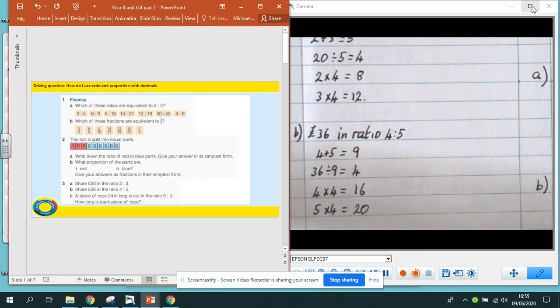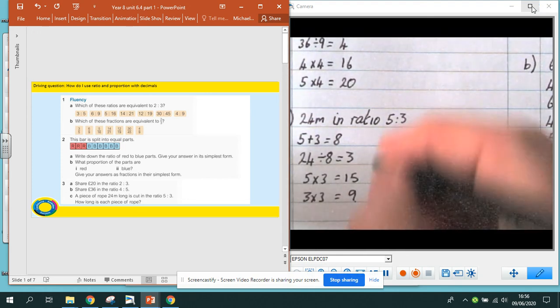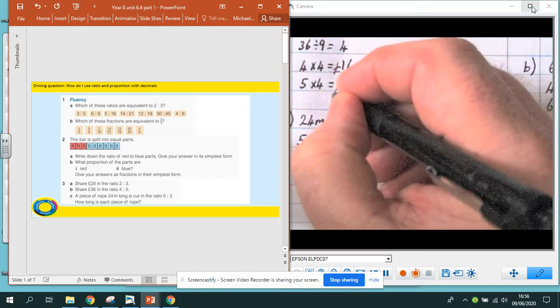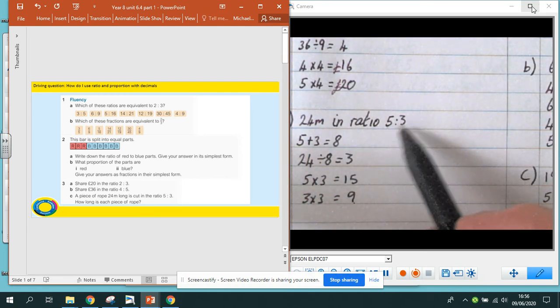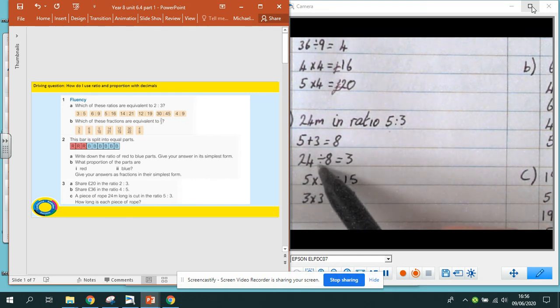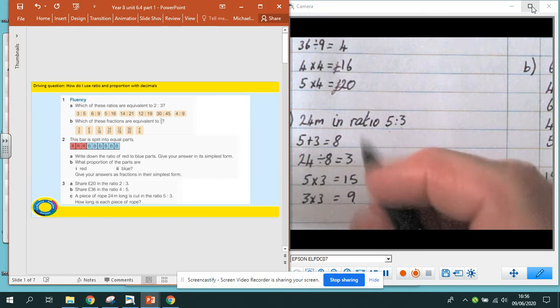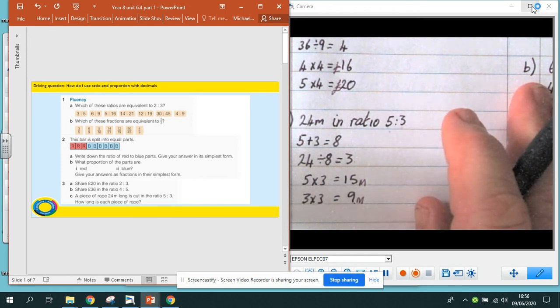And the last question, a piece of rope 24 meters long is cut in the ratio 5 to 3. How long is each piece of rope? Let's just put the units in front of those to make it a bit clearer. So we divide up the 24 meters. We start off by adding the 2 numbers in the ratio together. 5 plus 3 is 8. 24 divided by 8 because there are 8 shares, so what's each share worth? Each share is worth 3. 5 times 3 is 15 meters. 3 times 3 is 9 meters. So those are the numbers that we should be looking for there.